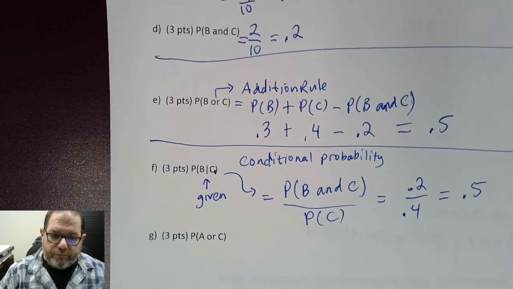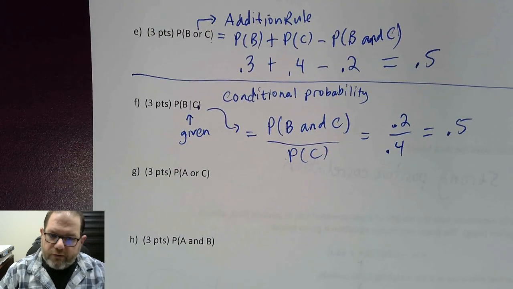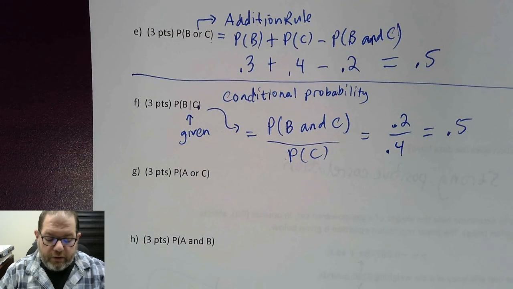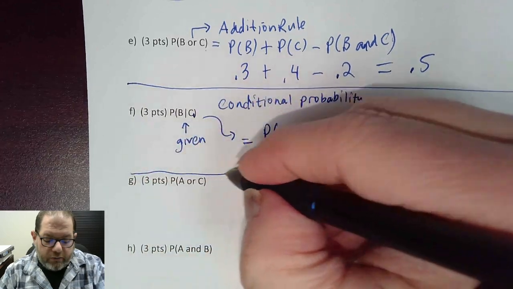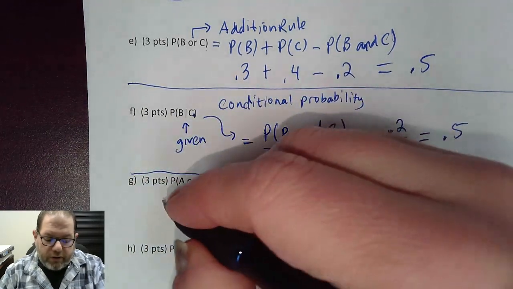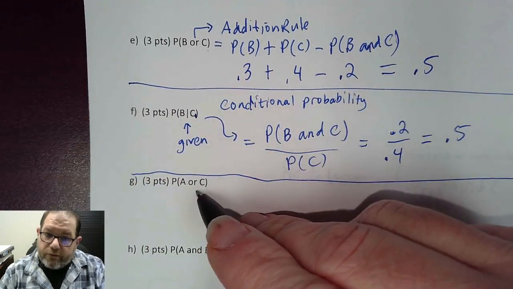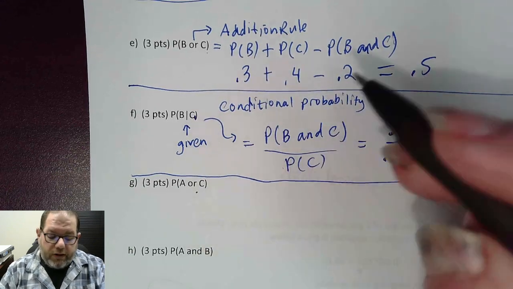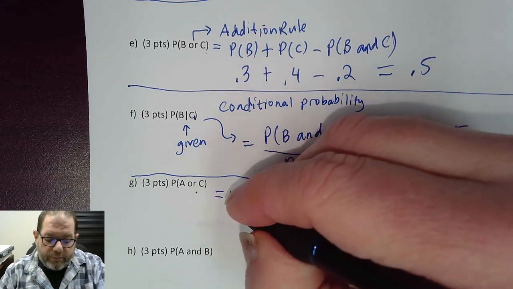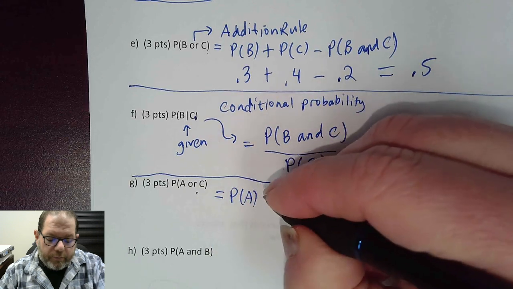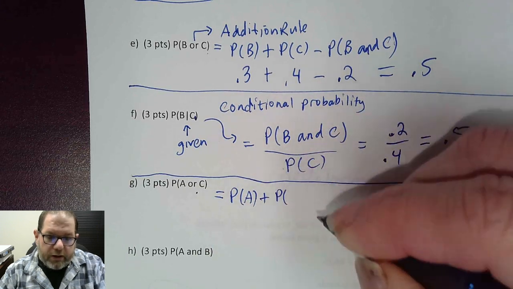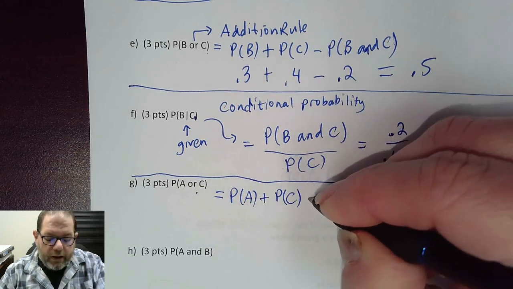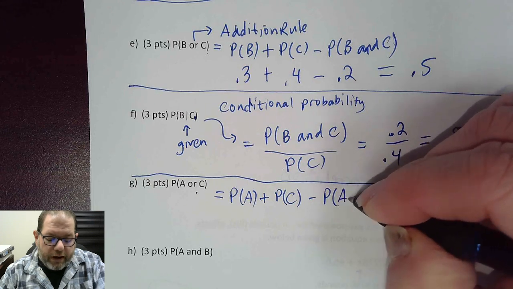Right. And so the rest of these are more or less what we've done already. Probability of A or C. This is again our addition rule because of the OR statement. So just like we did in part E, we'll do the same thing here. So that means it'll be probability of A plus probability of C minus probability of A and C.